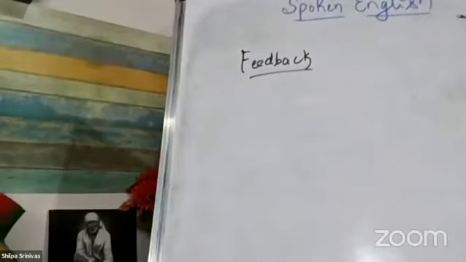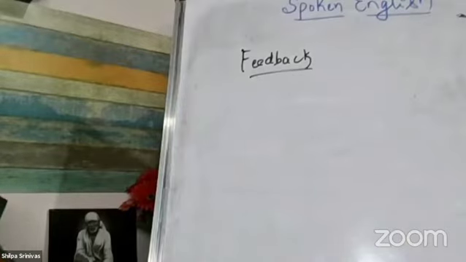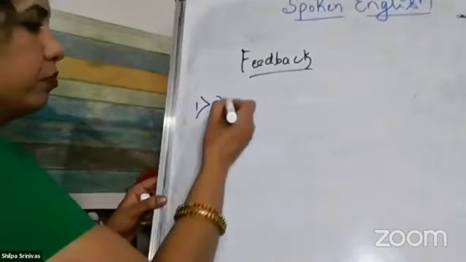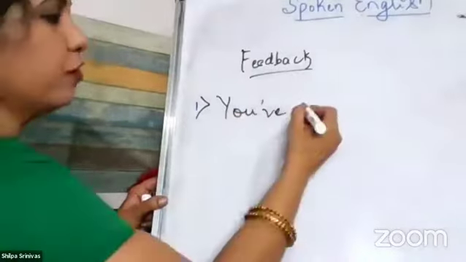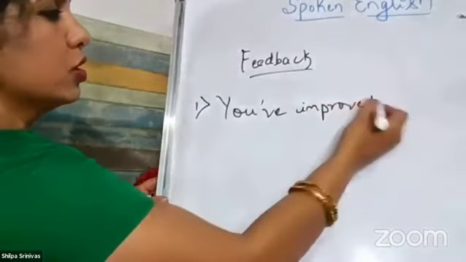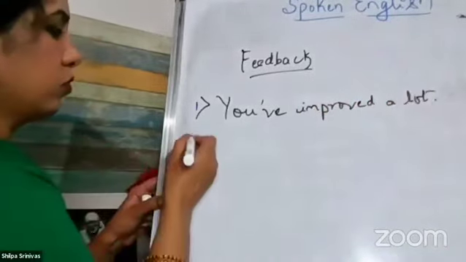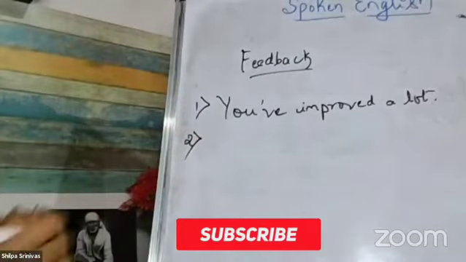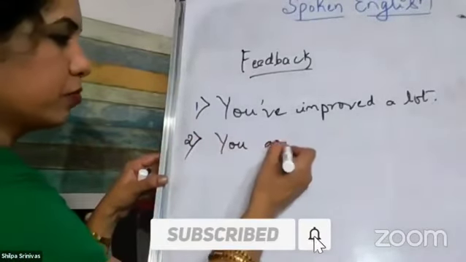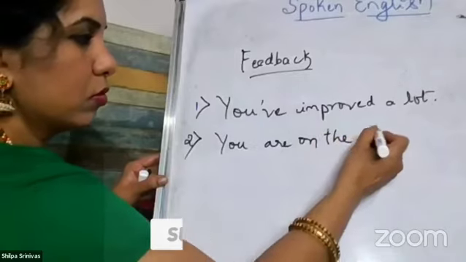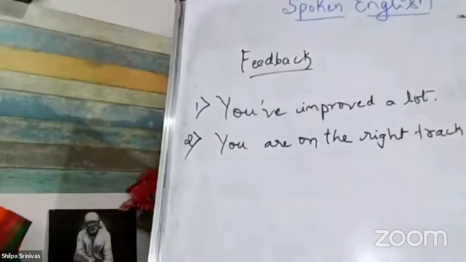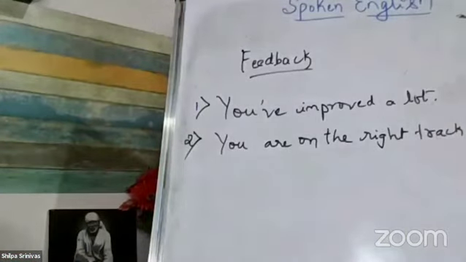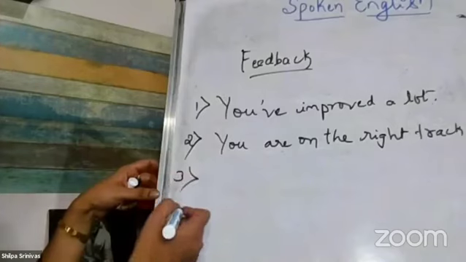So feedback. Now feedback can be positive feedback or not so positive also. So you can say, you have improved a lot. You've is the short form of you have. You've improved a lot. You're on the right track. Yeah, you're on the right track.